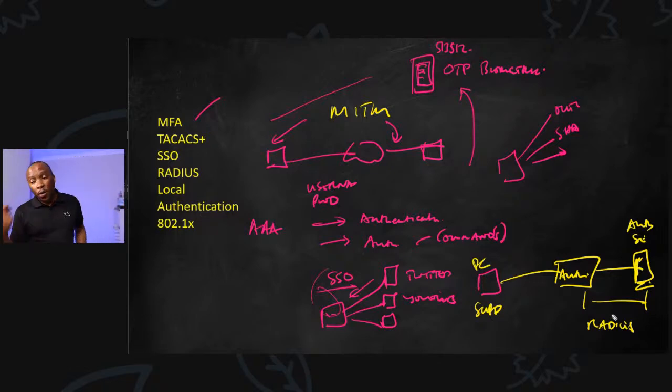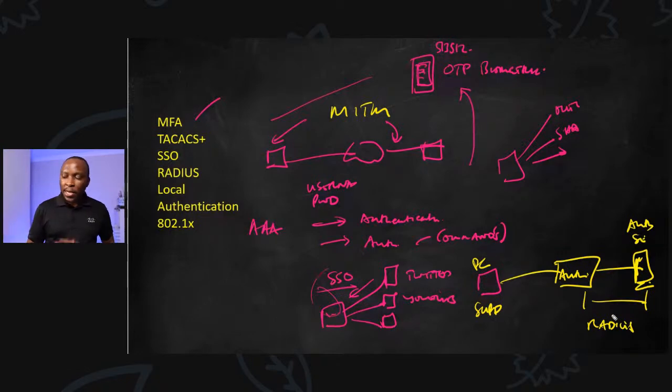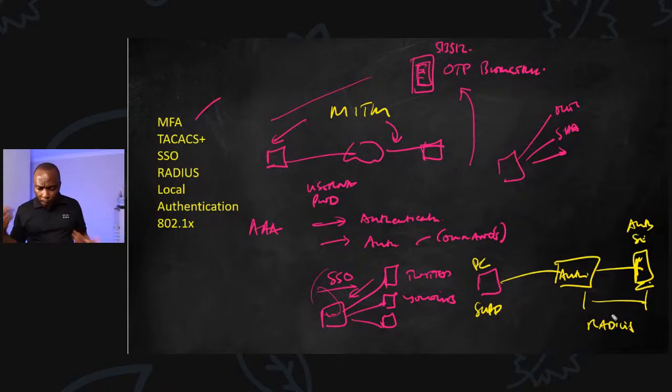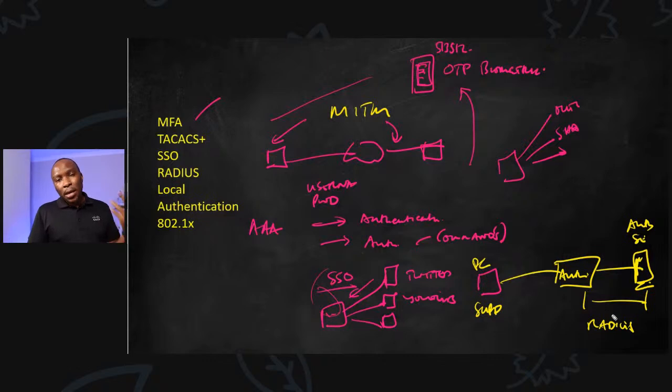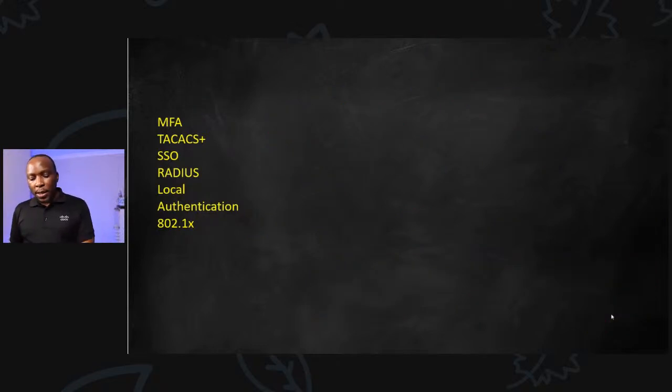You can also use local authentication, and local authentication is basically you authenticating against a local database. You create a username and password on that particular device, and then you connect to that particular device. And then you can use 802.1x. So these are the ways that you can protect your authentication when you're configuring your network devices to make sure that your network is secure and you're not compromised.